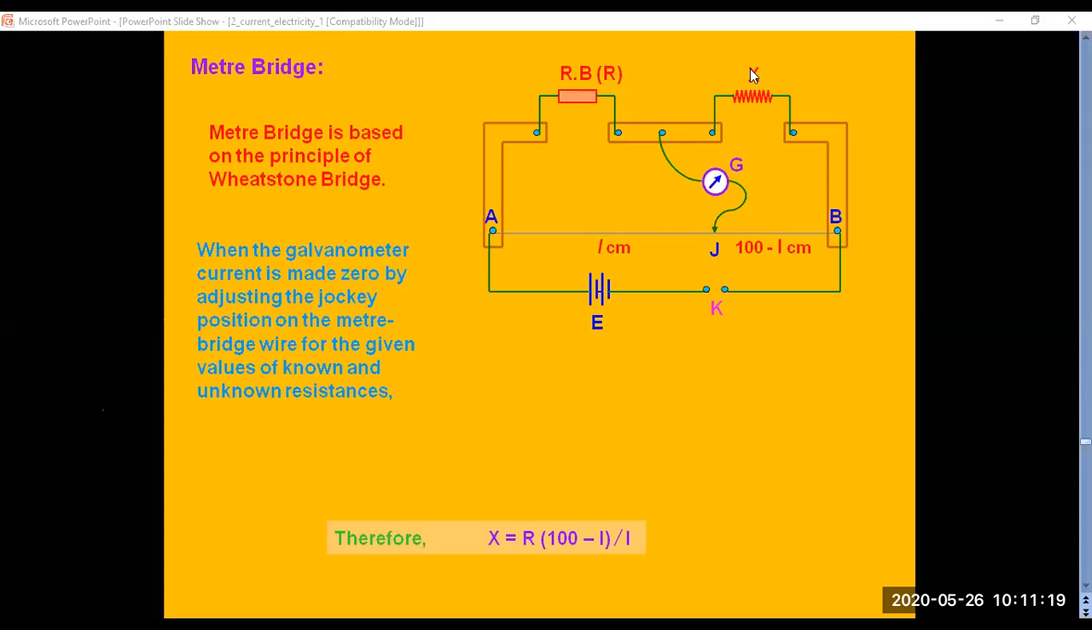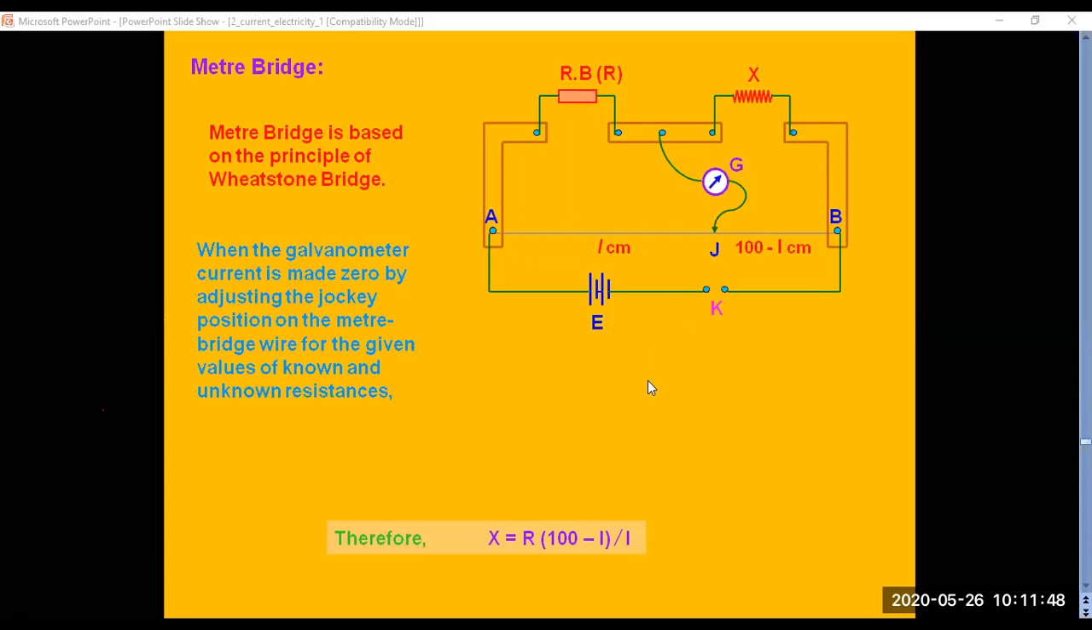I'm repeating the formula again. You can just make a note of it. X is equal to R into small l divided by 100 minus l, and that will be in ohms. Some textbooks refer to this as S. So you can write your formula as X is equal to S into l divided by 100 minus l, with l in centimeters. So this is regarding your meter bridge experiment.